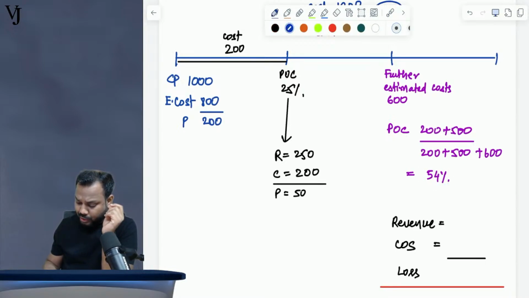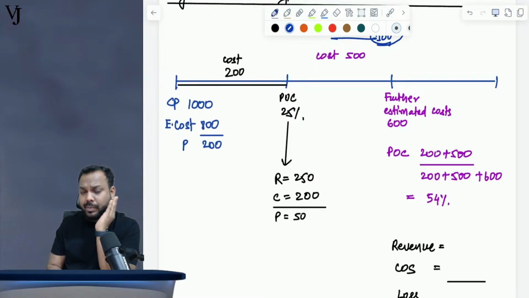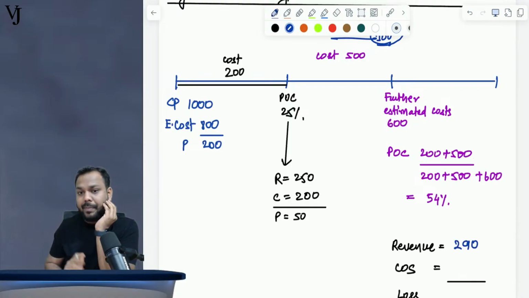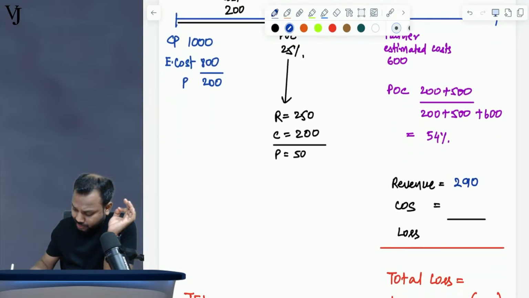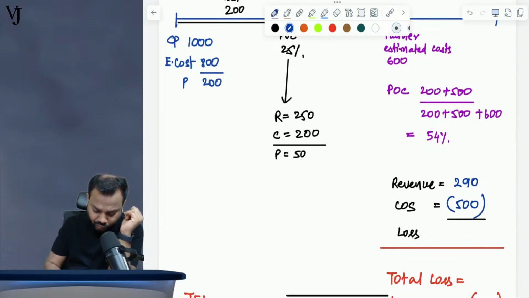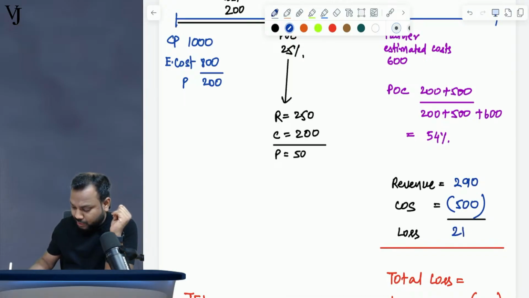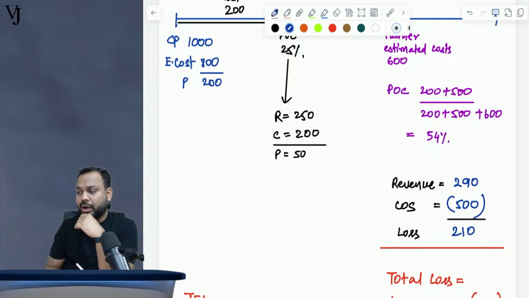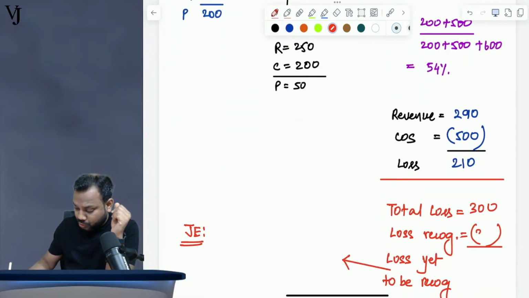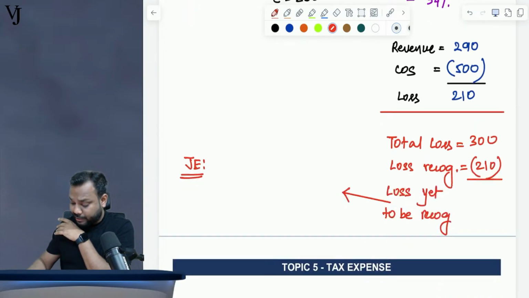So now tell me, what will be the revenue? Forget loss making, normally what should be my revenue and my cost of sales? Revenue will be 1000 into 0.54 minus 250, so your revenue will be 290. I believe it is clear. Now, what will be your cost of sales? The cost incurred in the current year, that is 500. So what is the loss? 290 minus 500 is 210, the loss that you record here. Now tell me, what is the total loss? 300. What is the loss that you've already recognized? 210. What is the loss that will be incurred in the future, in the third year? 90.